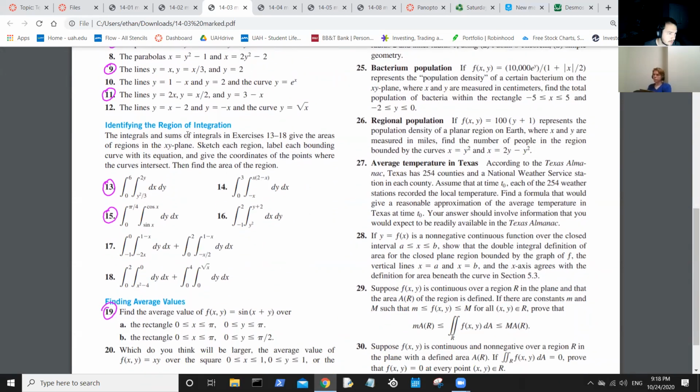The integrals and sums of integrals in exercises 13 through 18 give the areas of regions in the xy plane. Sketch. Okay, so this is asking us to sketch the region given the integral and then evaluate. So I guess we can just do 13 then, because if this is asked on the test, it might be a good idea to demonstrate how it's done.